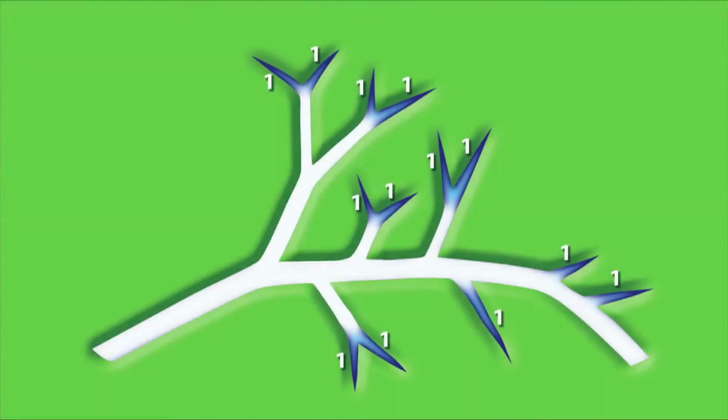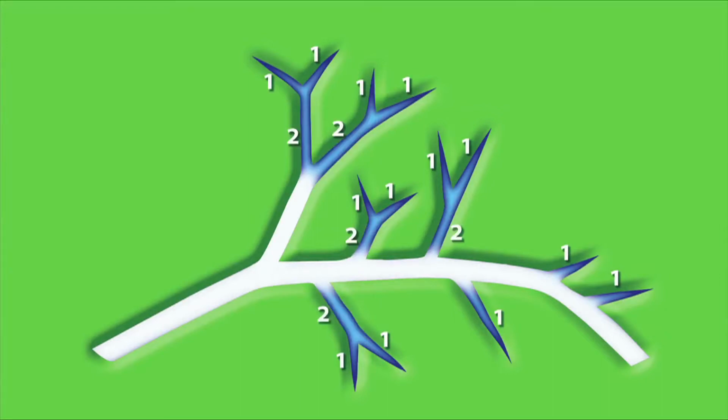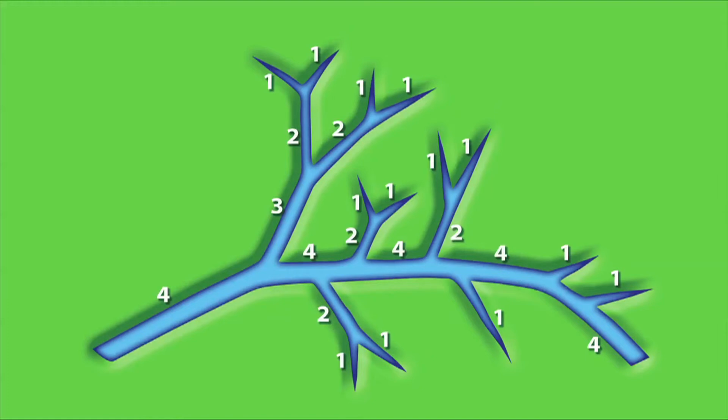First channels to form are first-order streams. When 2 first-order streams combine at a confluence, a second-order stream is formed. When 2 second-order streams combine, a third-order stream is formed. If different order streams combine, the order remains the same as the higher of the 2. So, if a first-order stream combines with a fourth-order stream, the channel remains a fourth-order stream.